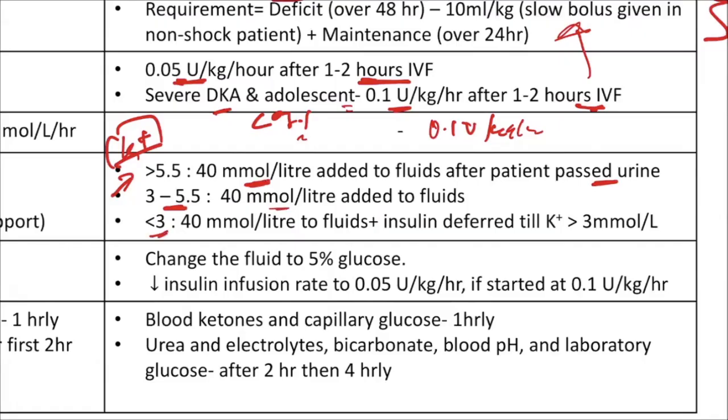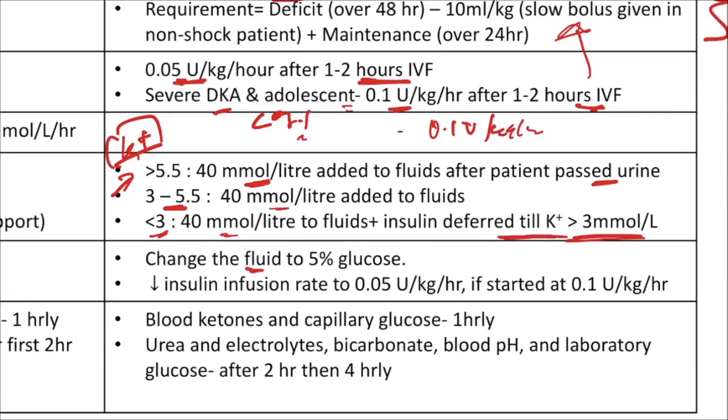If it is less than the normal range, that is less than 3, 40 millimoles per liter is to be added, plus insulin shouldn't be started till the potassium value goes more than 3 millimoles per liter. So hold on, recheck the potassium levels. Once the potassium levels are more than 3 millimoles per liter, only then do you start the insulin infusion. Otherwise, do not start the insulin infusion.